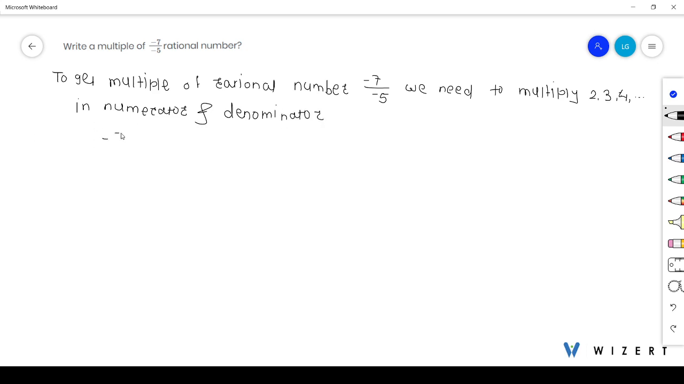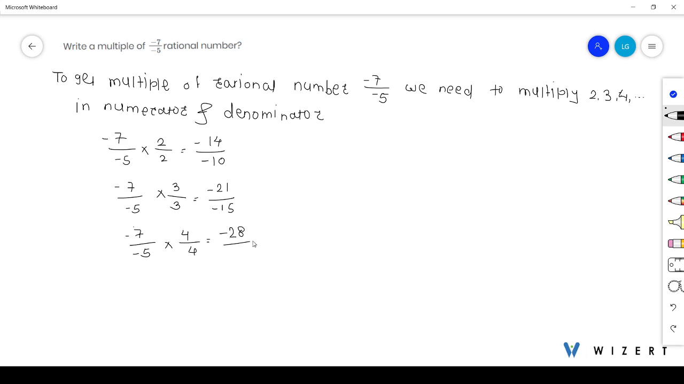So do that. So -7 by -5 into 2 by 2, that is -14 by -10. Again -7 by -5 into 3 by 3 will be -21 by -15. Then -7 by -5 multiply by 4 by 4 is -28 by -20 and so on.